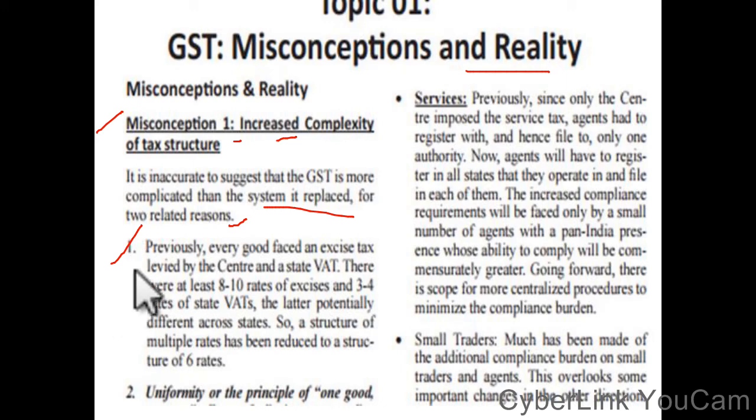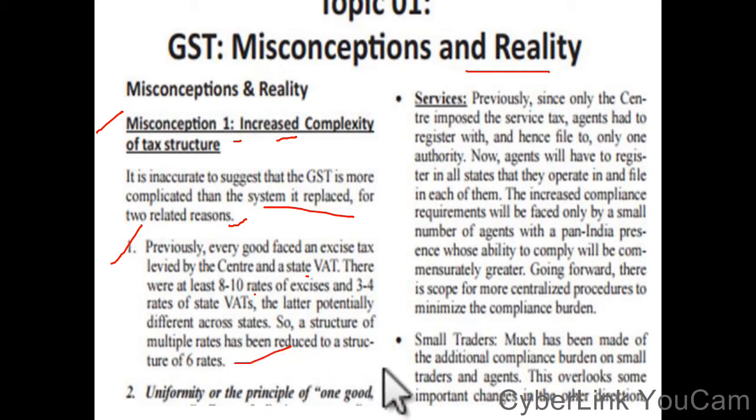Previously every good faced an excise tax levied by the center, and a state VAT. There were at least 8 to 10 rates of excise and 3 to 4 rates of state VAT, potentially different across the states. So a structure of multiple rates has been reduced to a structure of 6 rates.